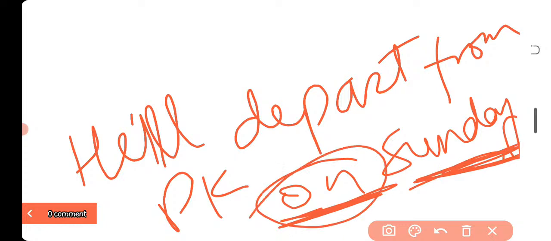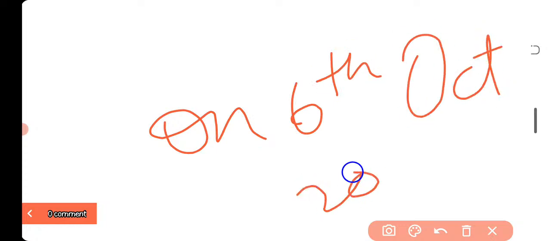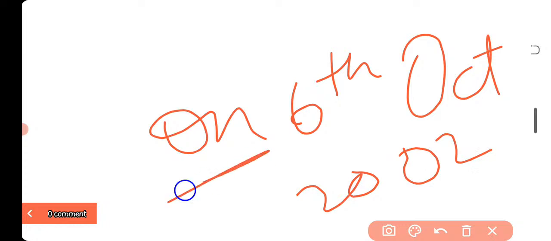Again, the next example is: I was born on 6th October 2002. Again, on is used before dates. This is the date and this is the year. Before a year alone we don't use on. If only the year is there and you use on, that would be wrong. But we have the day here as well, so it is correct.